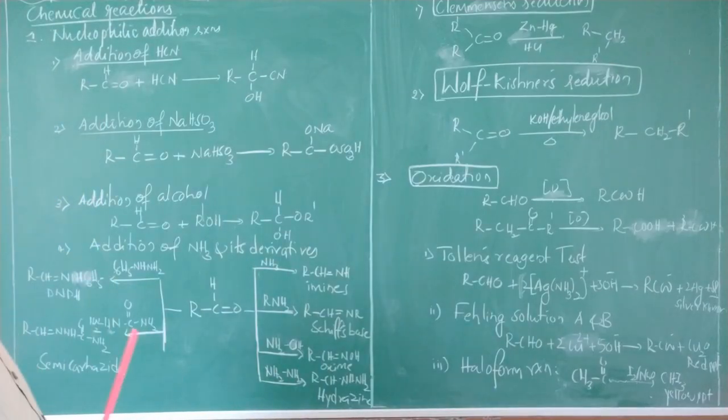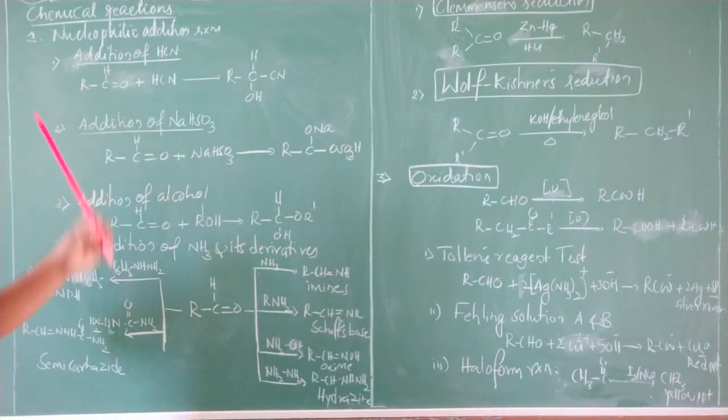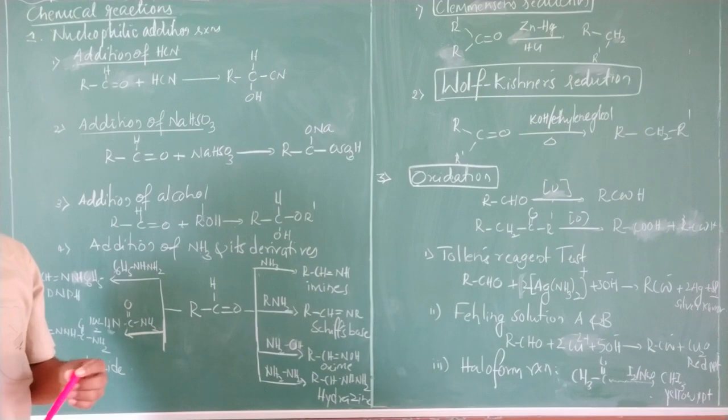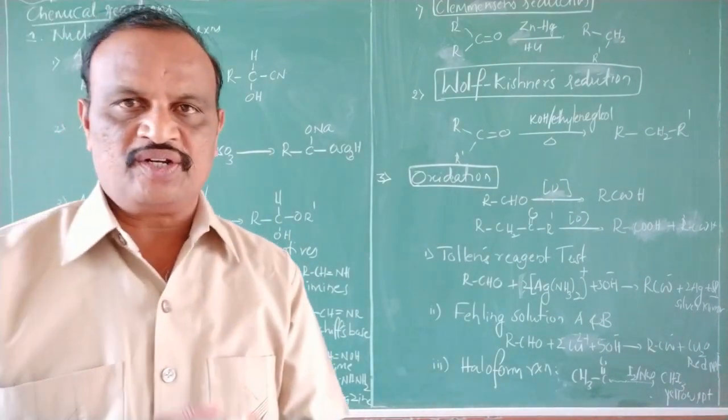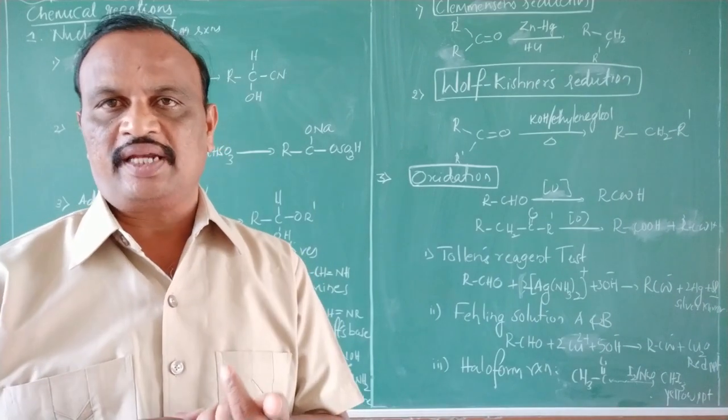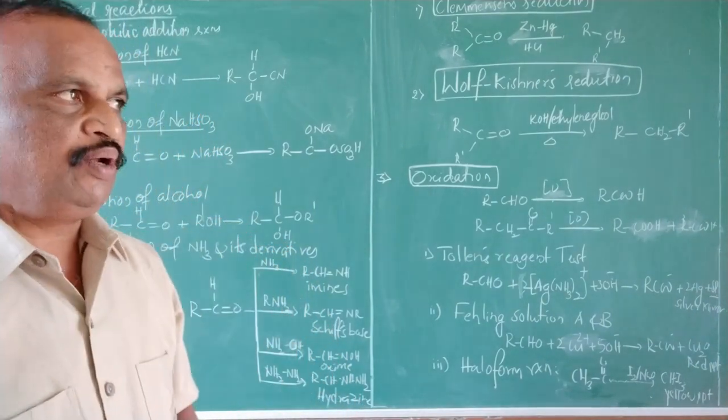We'll be learning in the next part about the addition reactions of aldehydes and ketones. Well, chemical reactions, with that we have four types. One is nucleophilic addition reaction, then reduction, oxidation, and some miscellaneous reactions. Let us see one by one.